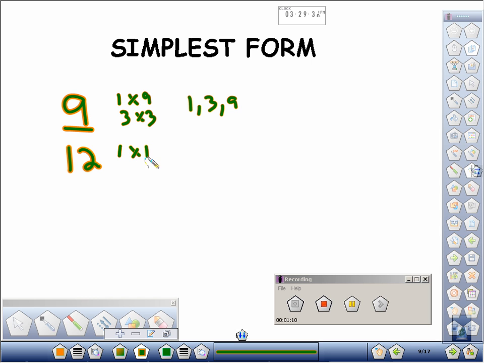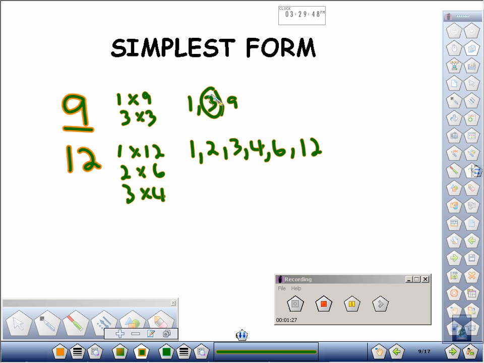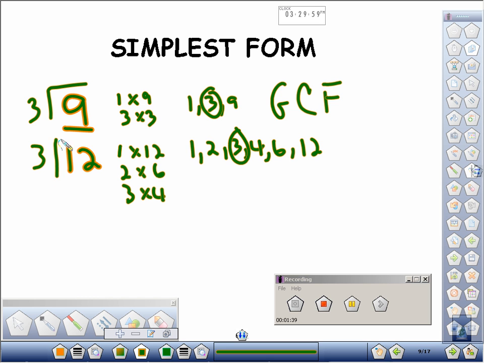So here you go, 1 times 12, 2 times 6, 3 times 4, and then you write them out, 1, 2, 3, 4, 6, and 12. Now you notice both lists have 3. So 3 is the GCF, or greatest common factor. Once you know that, you know you can divide the top and the bottom by 3. So 3 goes into 9 3 times, 3 goes into 12 4 times. So 9/12 put in its simplest form is actually 3/4.